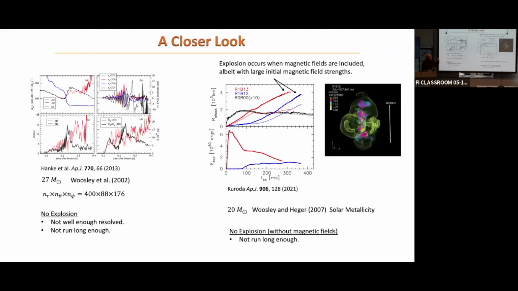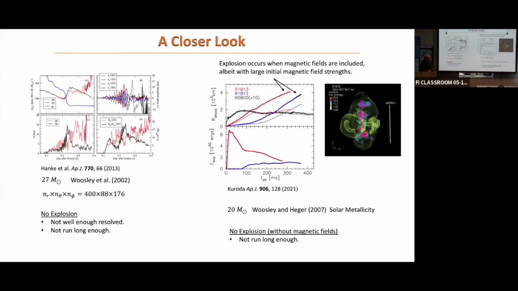Over on the right is one of my favorite models by Kuroda. So this model, you can see here two things happening. Number one is he's showing the results from a 20 solar mass star using his code.